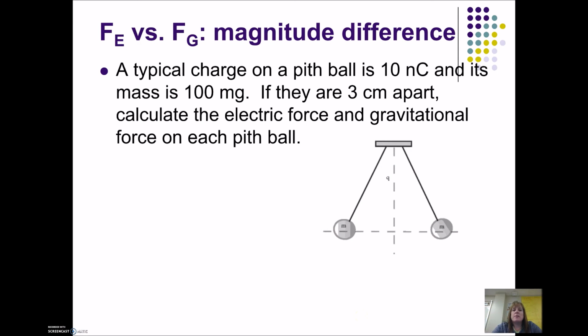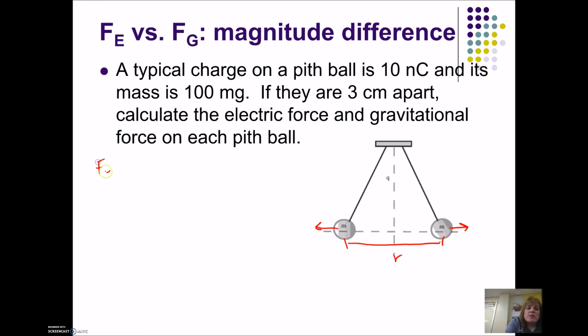So earlier we talked about the similarities and differences between electric force and gravitational force, but let's now look at the difference between magnitudes. If I have a typical pith ball, which is just an insulating sphere that I coat with a conductive surface, and I have 2 of these and I charge them both the same way so they get the same sign of charge, they're going to exert forces of repulsion on each other and be pushed some distance r apart.